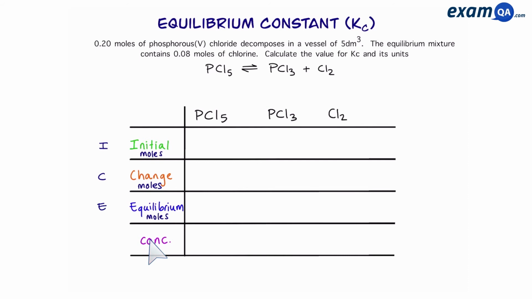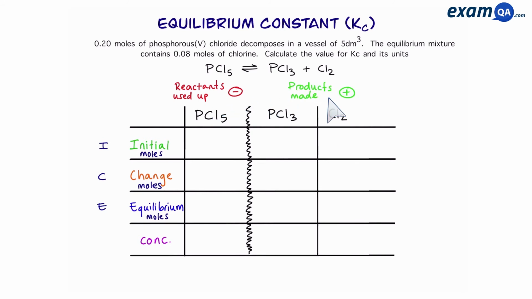Okay, so we're going to write down the reaction above, and what helps is to put a squiggly line between the reactants and products. So here we can see that PCl5 is a reactant and PCl3 and Cl2 are products, so we put a squiggly line between them. Of course, you don't have to do this, but it just helps so that you don't get confused. Now remember, reactants get used up, so their moles will decrease, and products are made, so their moles will increase.